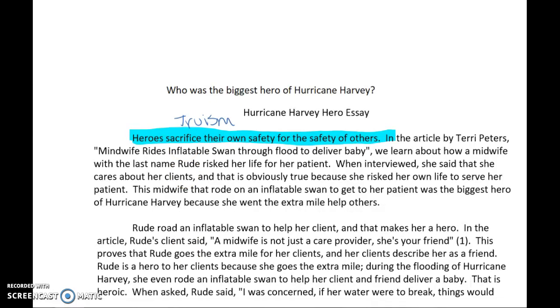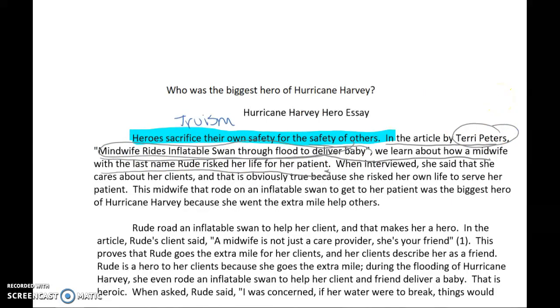Then we introduce our topic sentence by saying, in the article by Terry Peters, this long article name, we learn about how a midwife with the last name Rood risked her life for a patient. We don't make an argument yet. We just introduce the title, which is right here, and the author. That's all we do.